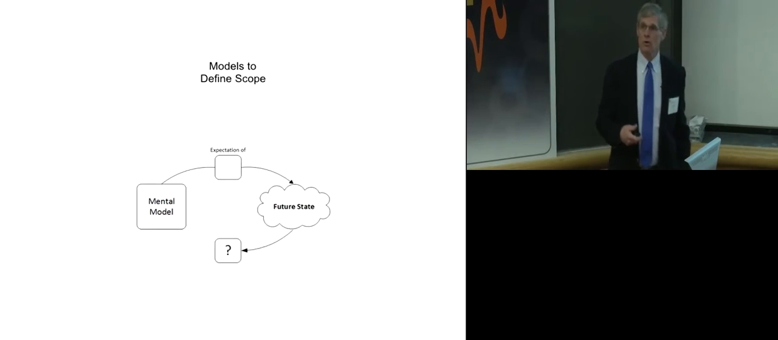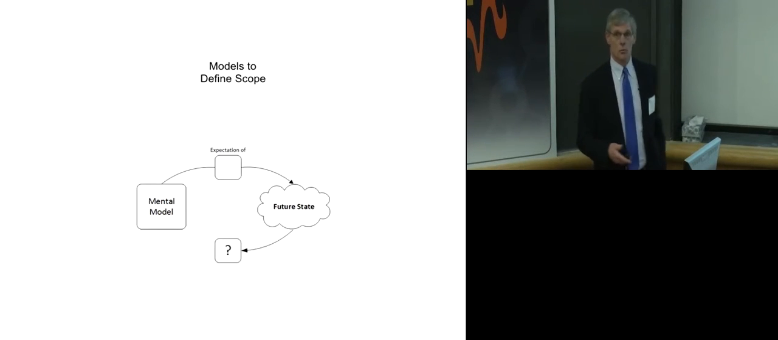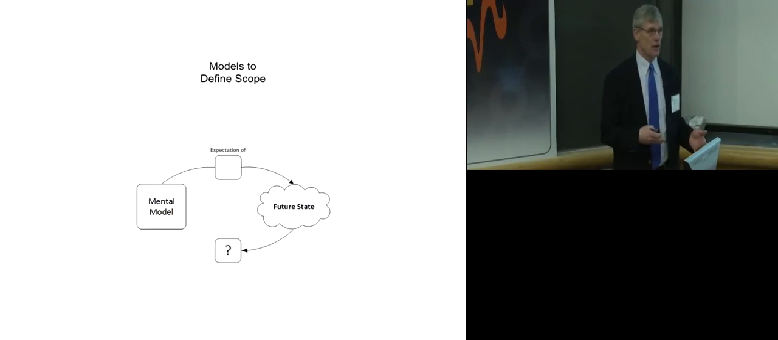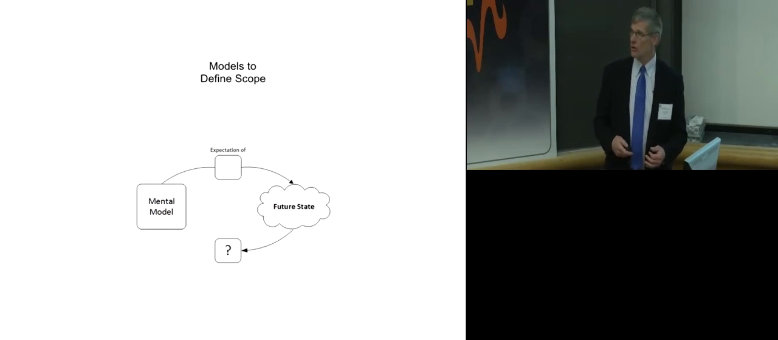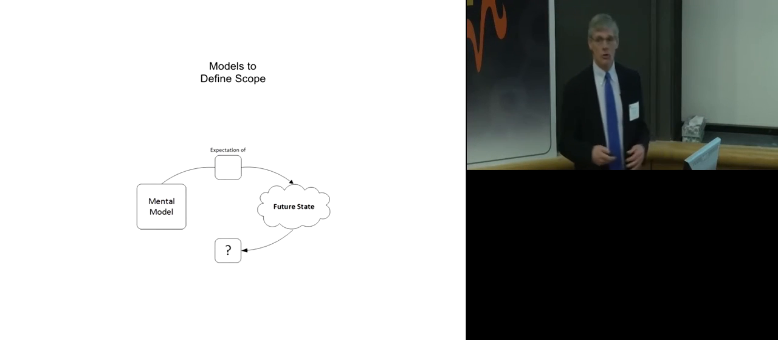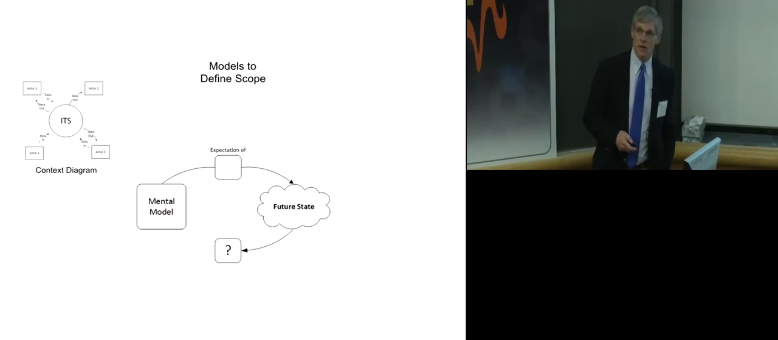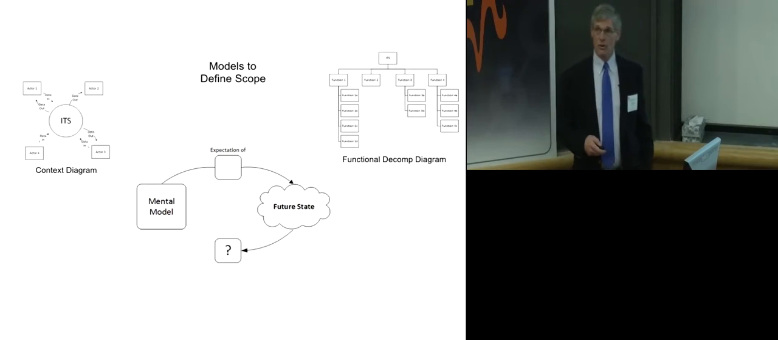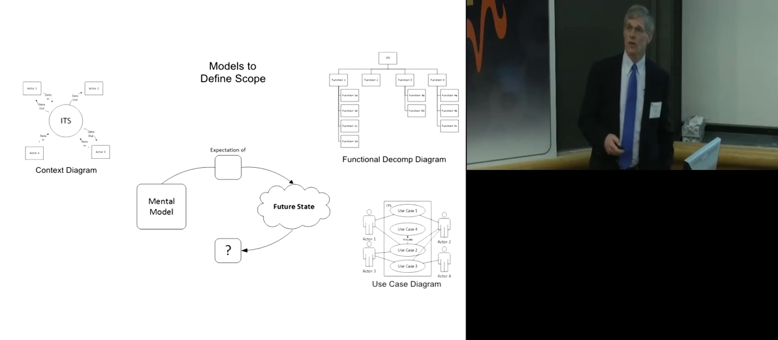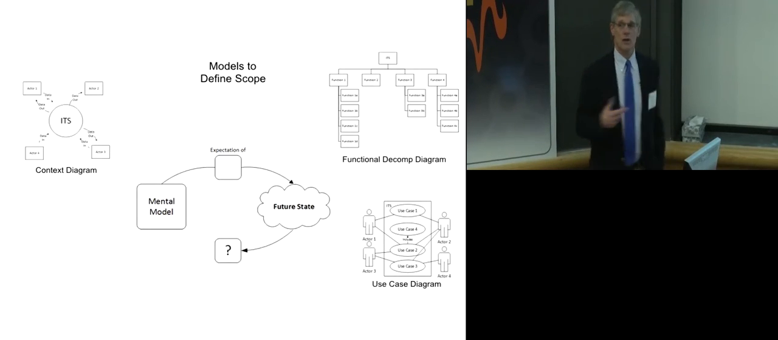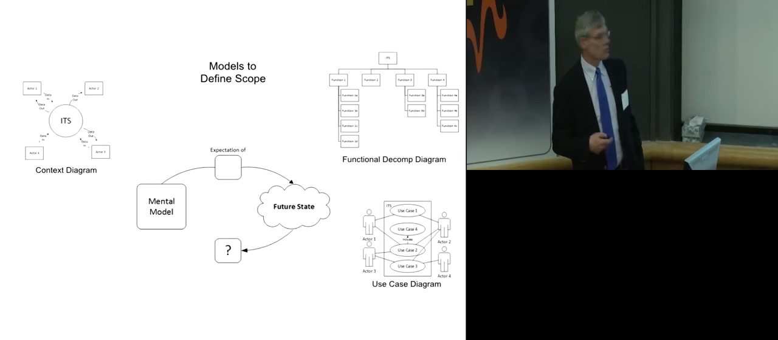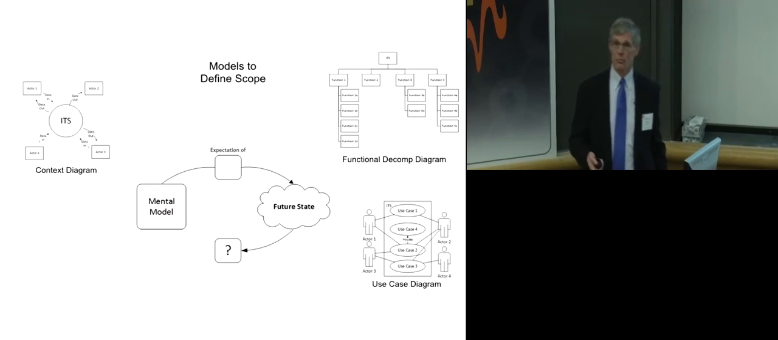So within the IT community, a discipline called business analysis has emerged in order to bridge gaps between understanding of stakeholders. Business analysts have the primary responsibility for ensuring that the scope of the project is well defined. And to do this, they've developed a number of models. Three common models are the context diagram, the functional decomposition diagram, and the use case diagram. Each of these presents a view on the IT system. Each of them seeks to identify the appropriate parts. Together, they help us to align the models of stakeholders.